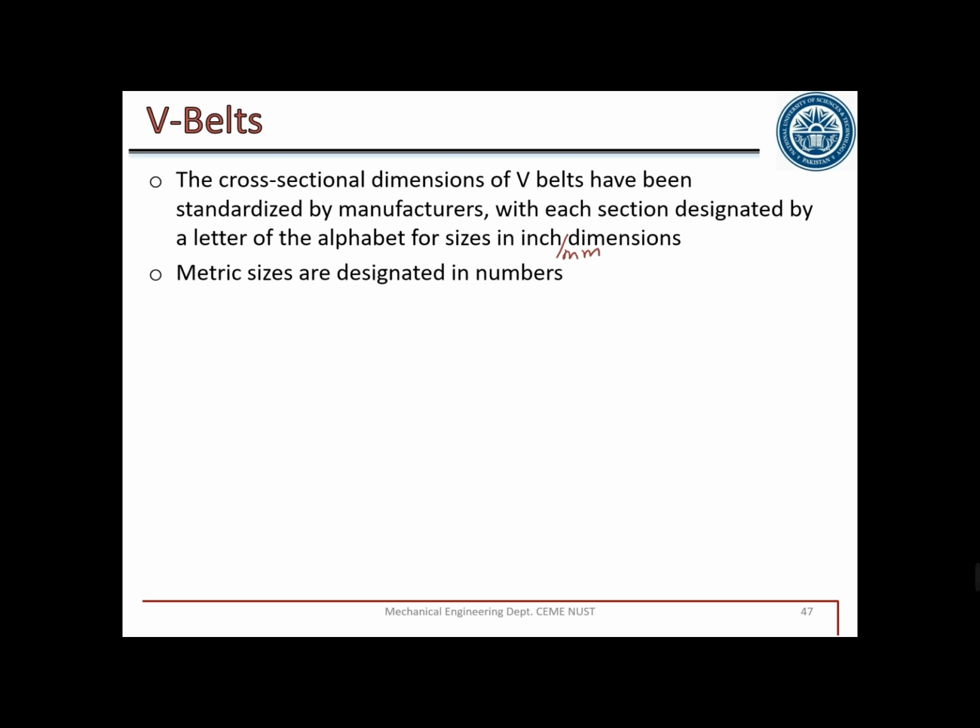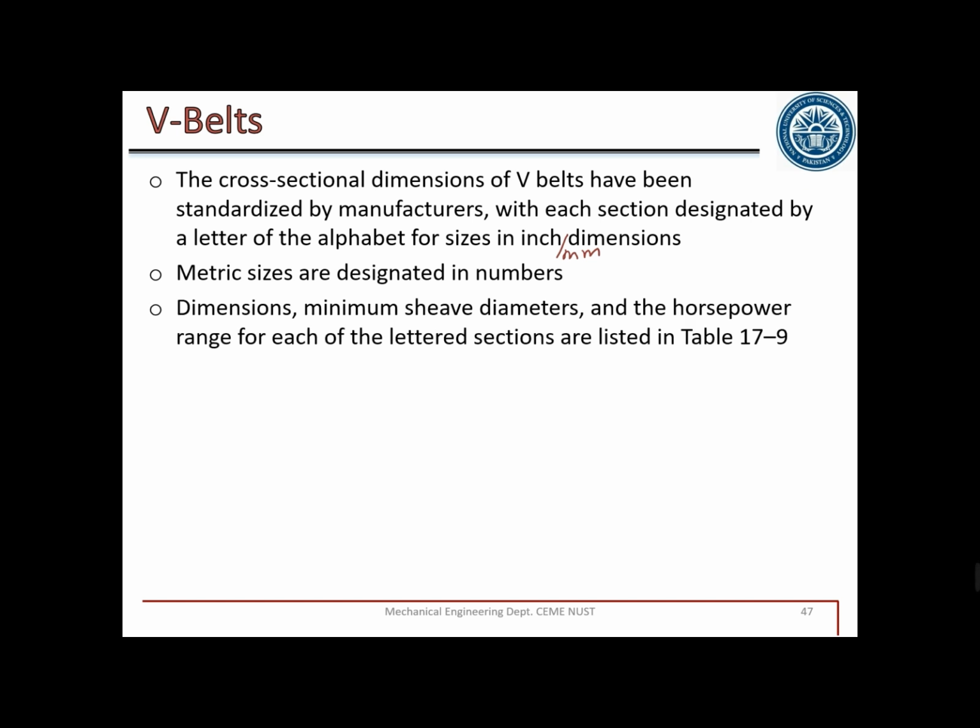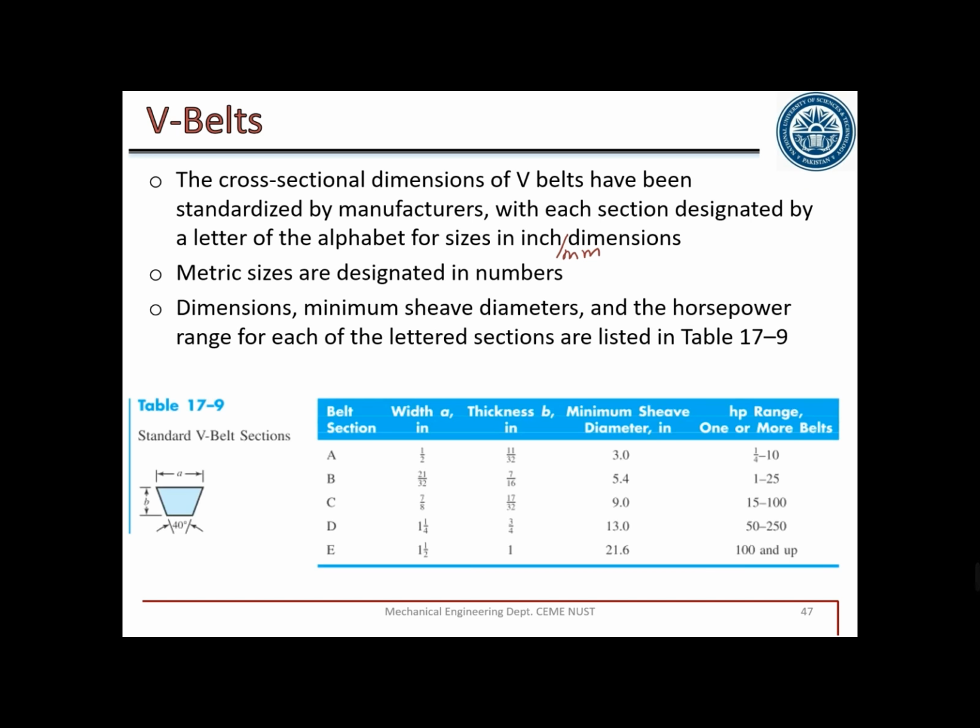Metric sizes as well as SI edition millimeter sizes are designated by numbers, which we will see in table 17-9. Just see here. In belts we have V types A, B, C, D, and E. Each of these types has a specific dimension, width A, B, and an angle of 40 degrees is fixed. Depending on the type of alphabet, the dimensions of the belt vary. For each belt, the minimum sheave diameter is also given in this book, and in the SI edition book these diameters are given in millimeters.